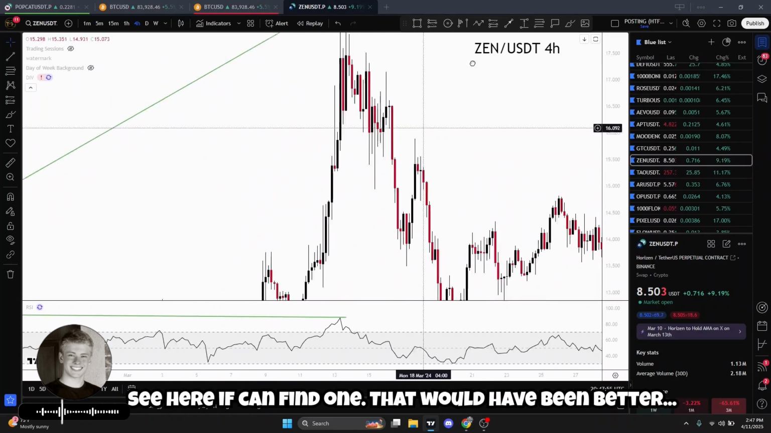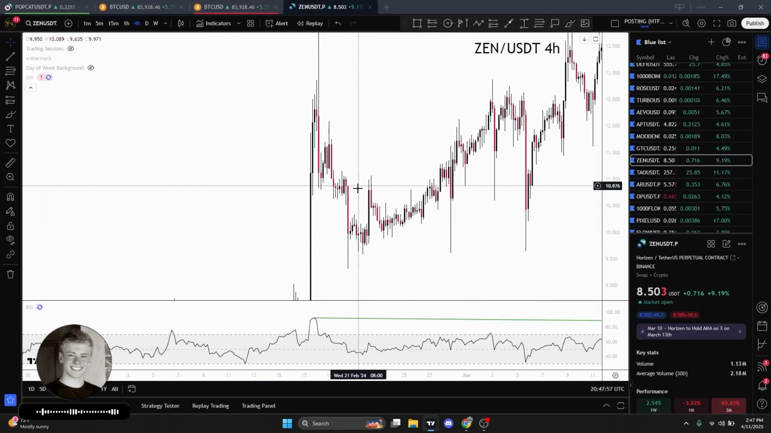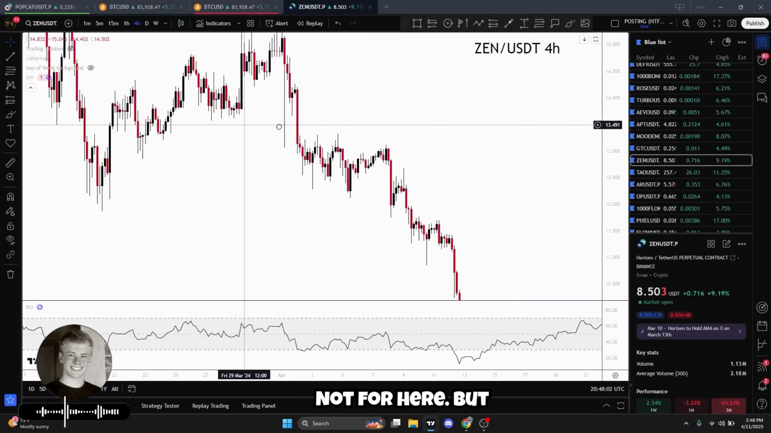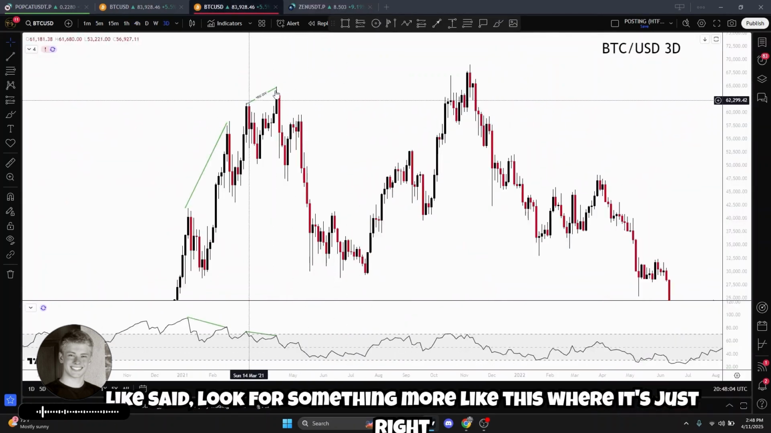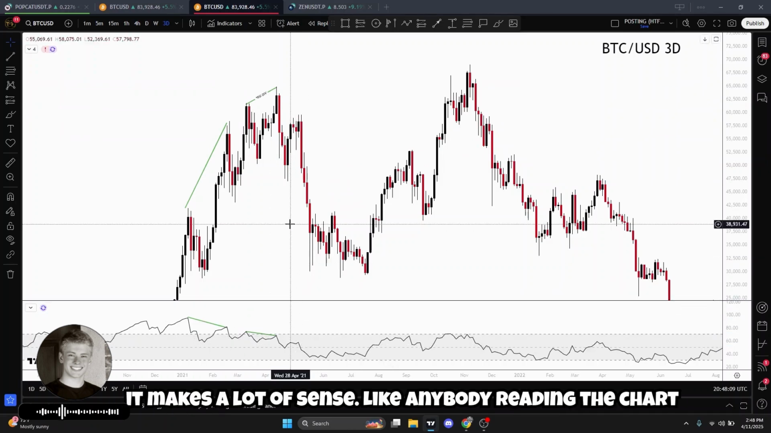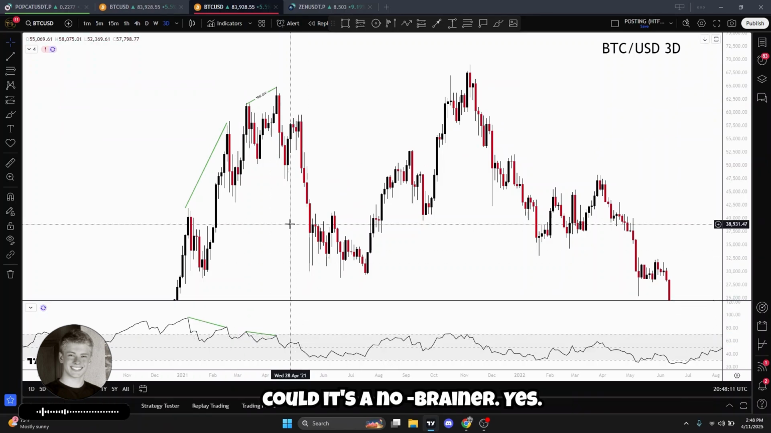Let's see here if we can find one. That would have been a better one, not for here. But like I said, look for something more like this, where it's just right there. It's simple, it's easy, it's right in front of your face, and it makes a lot of sense. Anybody reading the chart could see it, it's a no-brainer.